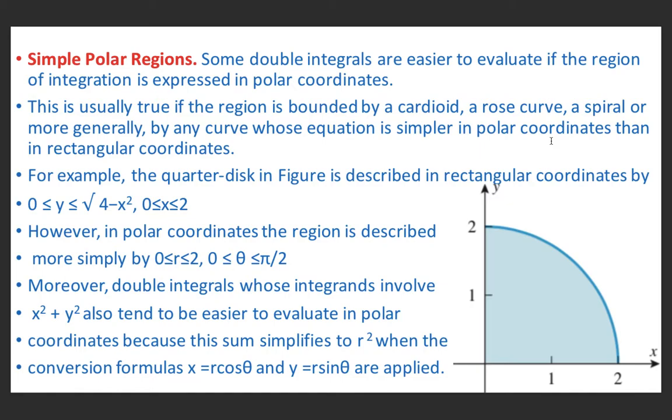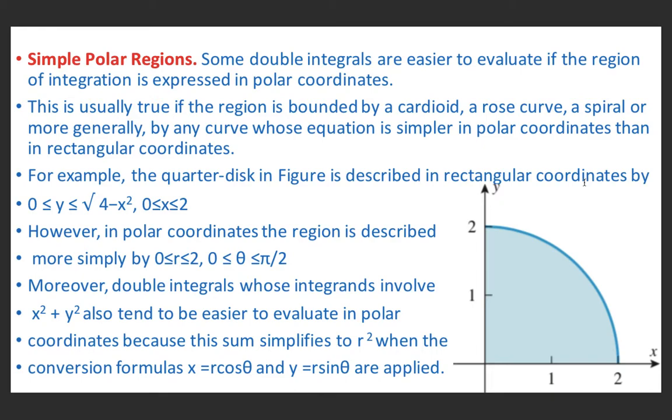First, they arise naturally in many applications, and secondly, many double integrals in rectangular coordinates can be evaluated more easily if they are converted to polar coordinates. So, the double integrals are easier to evaluate if the region of integration is expressed in polar coordinates. And it is usually true when the region is bounded by a cardioid, rose curve, spiral, or any curve whose equation is simpler in polar coordinates than in rectangular coordinates.